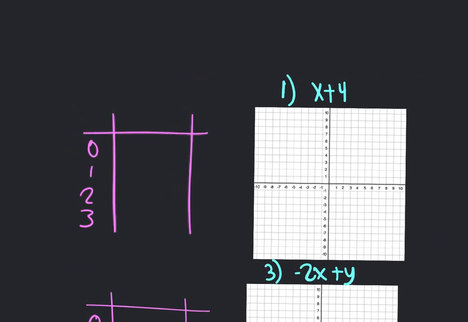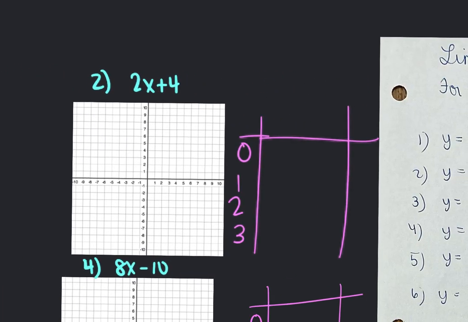All right, question 1. 0 plus 4, 1 plus 4, 2 plus 4, and 3 plus 4. Sideways 0 up to 4, sideways 1 up to 5, sideways 2 up to 6, sideways 3 up to 7. Connect with arrows.